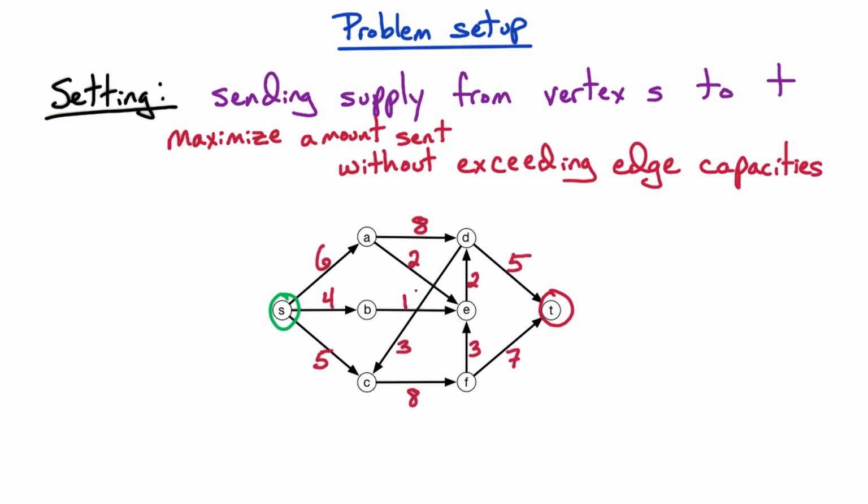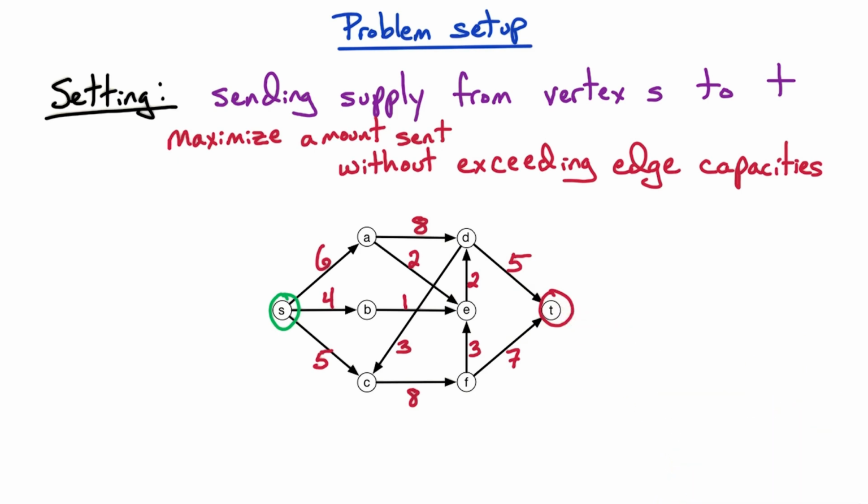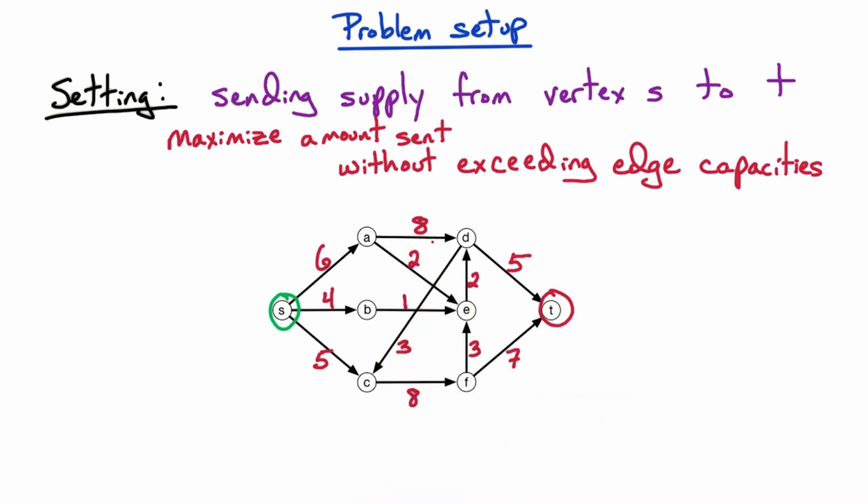So for each edge, we have a capacity of that edge. If you think of supply as an example such as internet traffic, then the capacity corresponds to the bandwidth of the link. If you think of a more physical example such as supply being oil, then we're maximizing the amount of oil sent from point S to point T in this network. And then the edges correspond to actual pipes, and these numbers correspond to the capacity of these pipes.